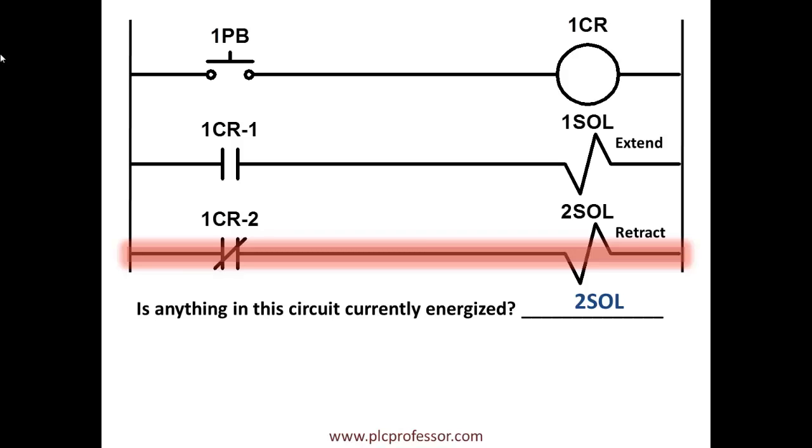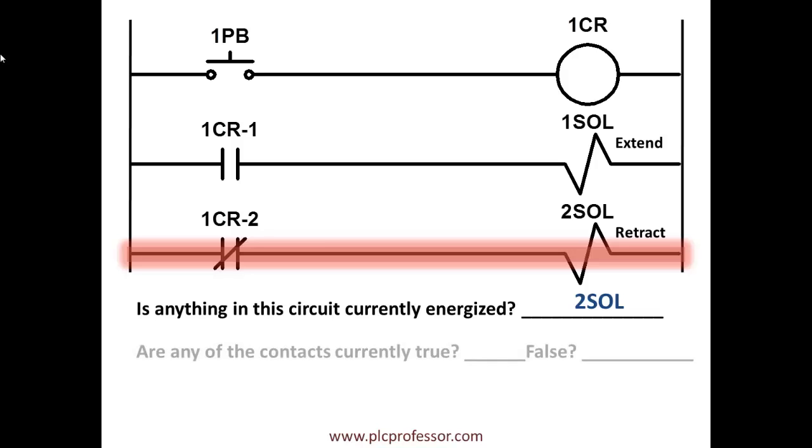And the normal state of a contact is based on when the relay is de-energized. So it is normally closed, therefore there is a path for current flow through the second solenoid, and that actually holds the cylinder in the retract position by way of the solenoid valve.